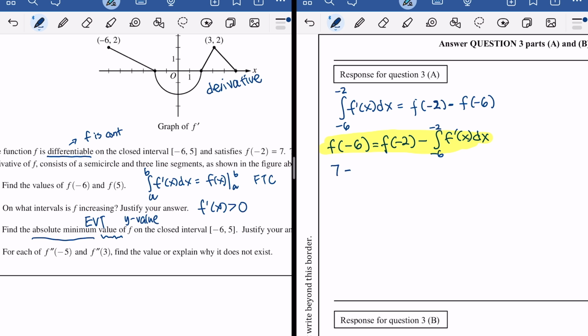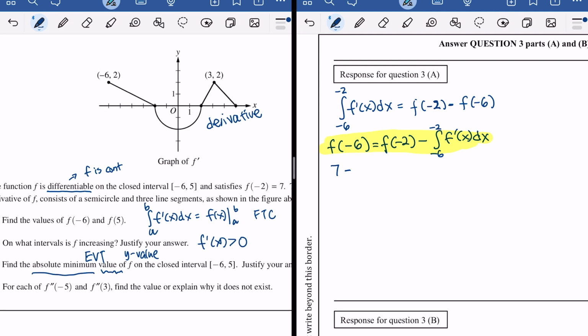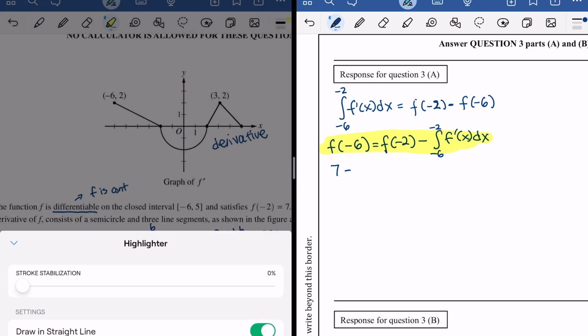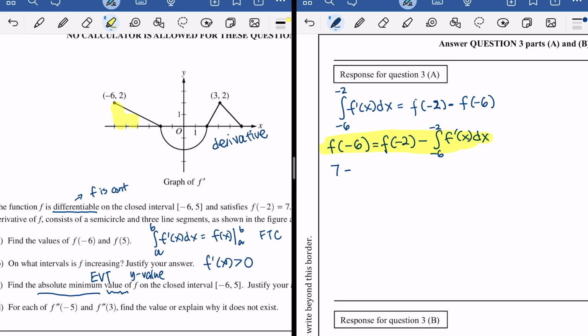And then the rest is the area under the curve from -6 to -2 of f prime of x dx. So which means we are looking for, from here, this is the triangle, -6 to -2, right? Here is the accumulation we're looking for. The area above the x-axis is positive, and that is a triangle.